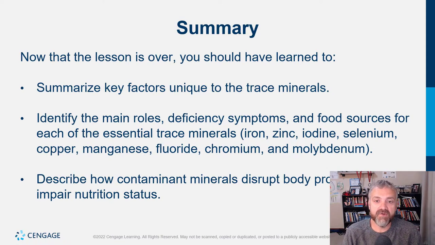Now the lesson is over. Have we met our goals? Summarize key factors unique to the trace minerals. Yep. Identify the main roles, deficiency symptoms, and food sources for each of the essential trace minerals: iron, zinc, iodine, selenium, copper, manganese, fluoride, chromium, and molybdenum. Yep. And describe how contaminant minerals disrupt body processes and impair nutritional status, especially lead. Absolutely. Okay. We're done talking about vitamins and minerals.